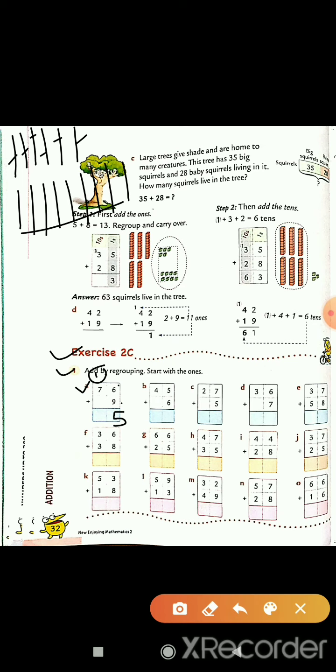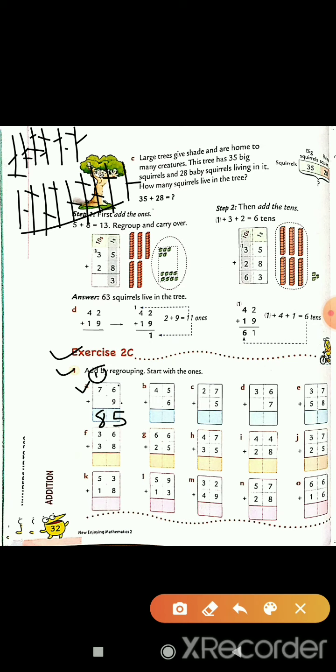Now add tens. 1 plus 7. When 1 is added to any number, the answer is the number after. So what comes after 7? 8. So here we will write 8. So the answer is 85. Got it, students? Or else you can count all the numbers like this: 1, 2, 3, 4, 5, 6, 7, 8, 9, 10, 11, 12, 13, 14, 15. Whichever method you do, the answer will be same.